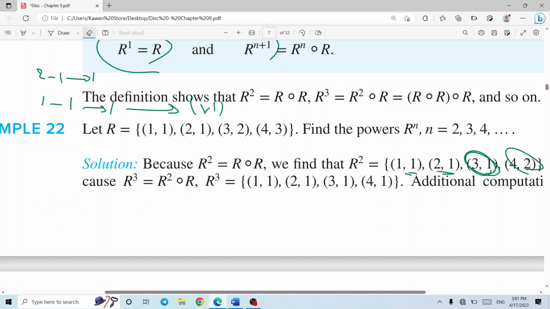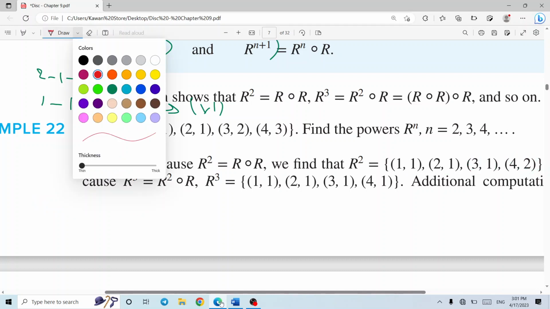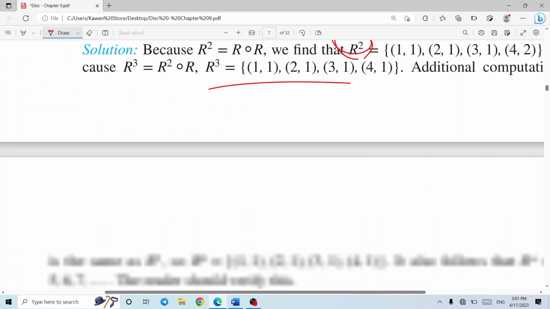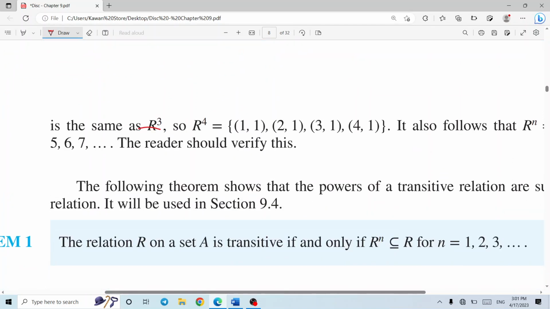Let's make it red. Now for R3, I have this set with that one. Like the previous one, do it. Or maybe I say R4. R4 is equal to the same R3. When you check it, you get the same. So it means that all Rn are equal to that.